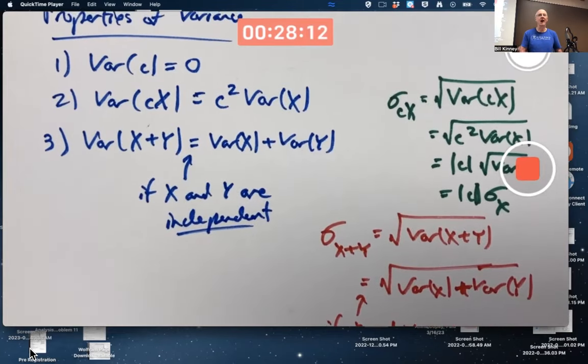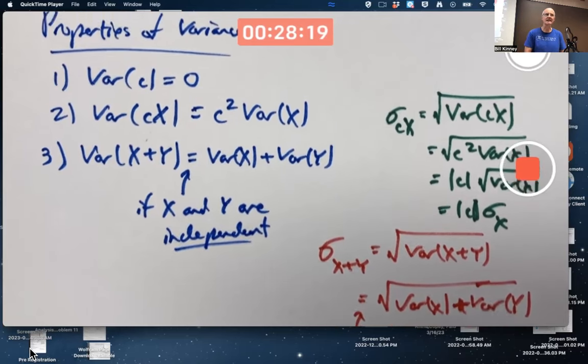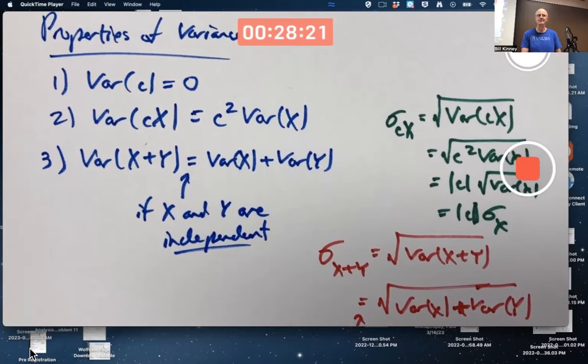These properties are very important, okay? You do want to get them in your soul in working through this class. We will need these at various points during the semester. Can I clarify anything?